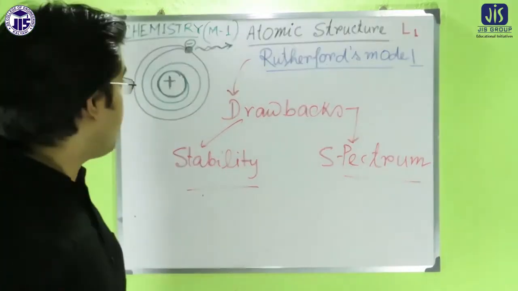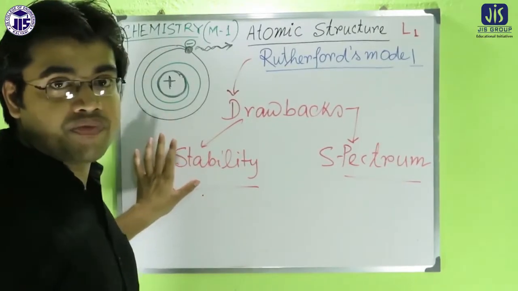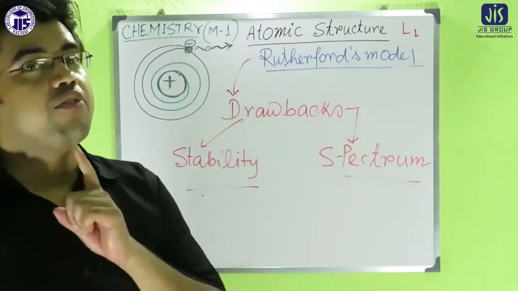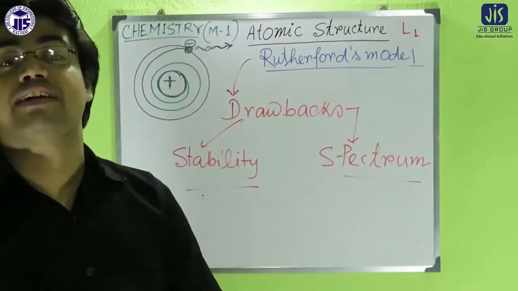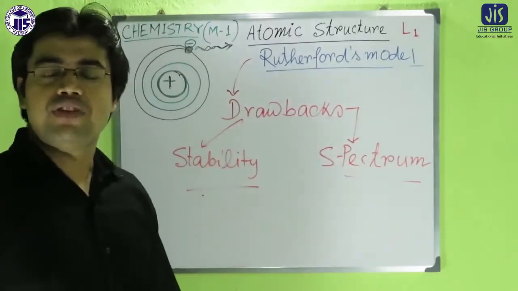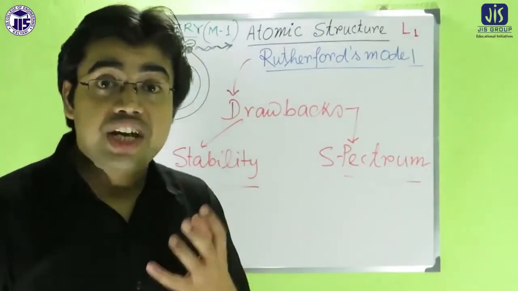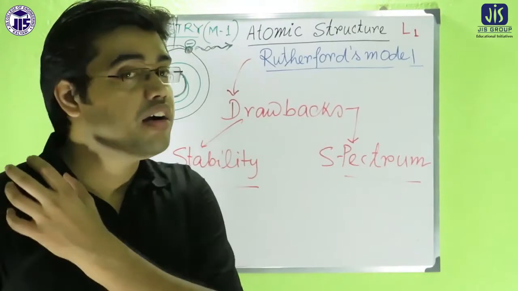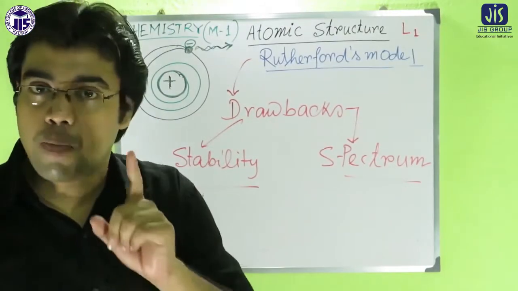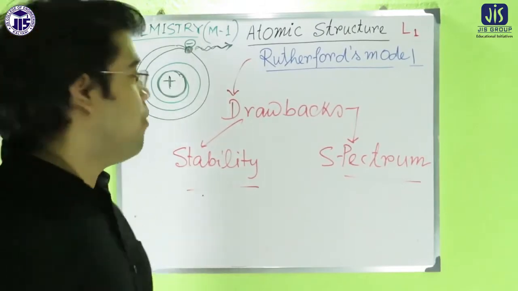So that means the electron will fall onto the nucleus in a spiral pathway. That means what Rutherford explained regarding the stability of the atom was not right. According to the practical scenario, if the electron jumps onto the nucleus, what happens? The total system will collapse. That means we can't explain the stability of the atom. So this is the first drawback of Rutherford's model.